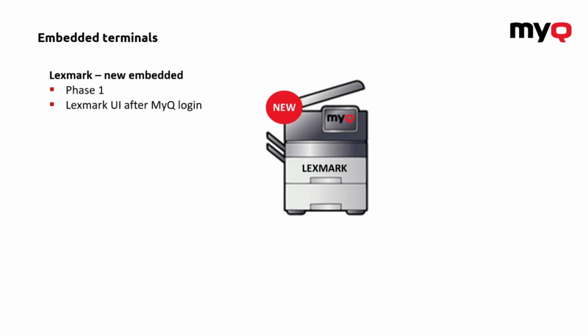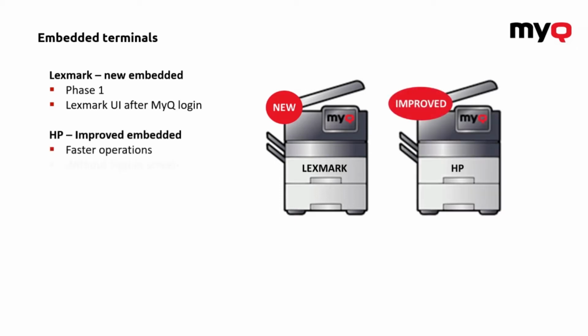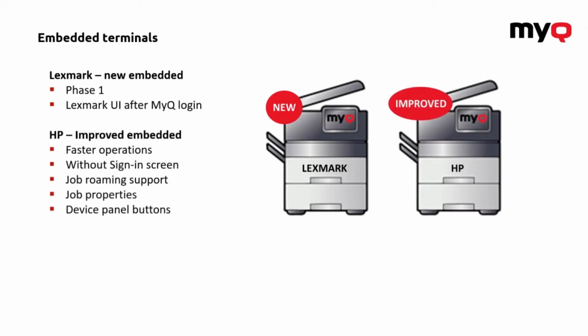At the same time, we significantly improved the HP embedded, which is now much faster, does not use the sign-in screen, which was pretty annoying. It supports job roaming, job properties, and you can use the device panel buttons. So once you're logged in, you get directly into the MyQ UI, and if you would like to get into the machine, you've got the device panel buttons.